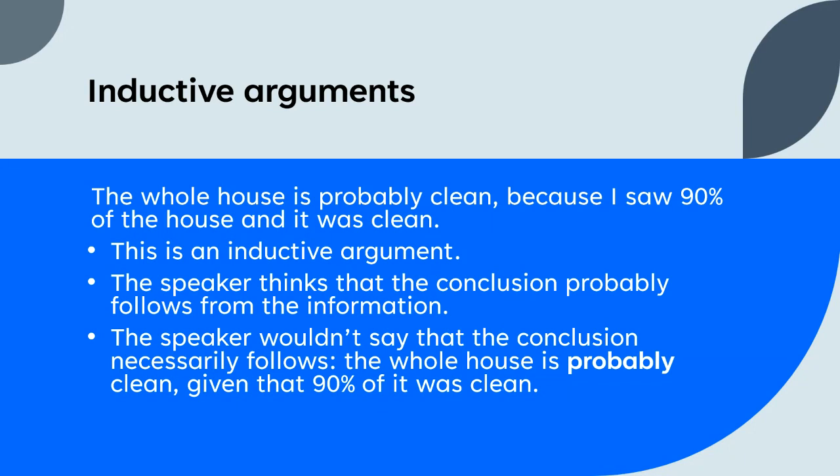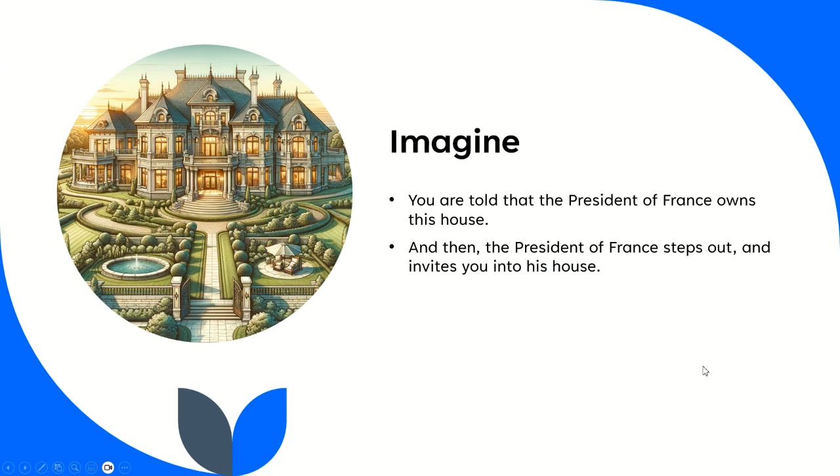What we have here is an inductive argument. The whole house is probably clean because I saw 90% of the house and it was clean. The speaker thinks that the conclusion probably follows from the information. The speaker would never say that the conclusion necessarily follows. They would never say the last 10% must be clean if the first 90% is clean. No, they would never say that. They would say it's probably clean. And that makes it an inductive argument.